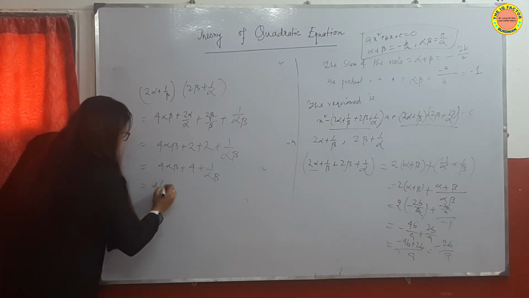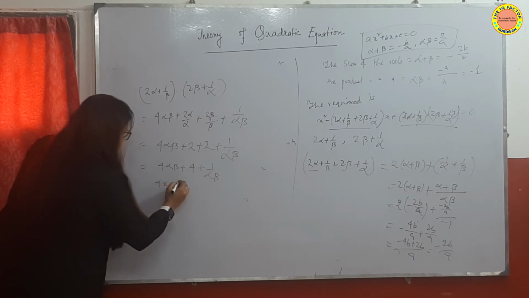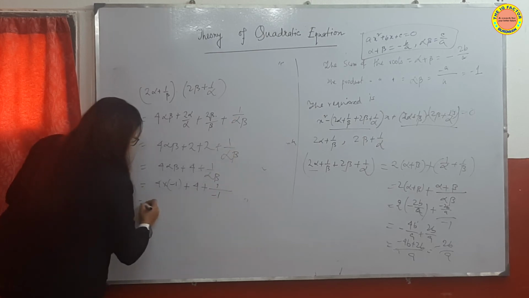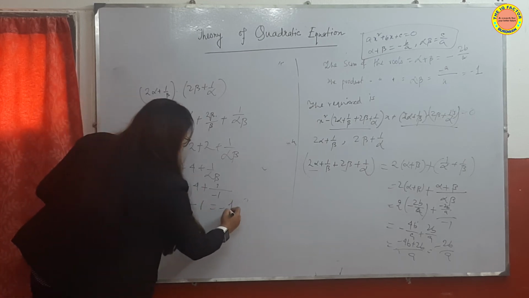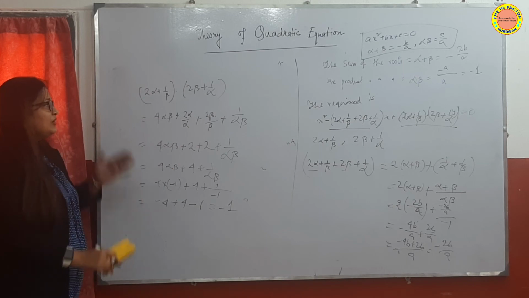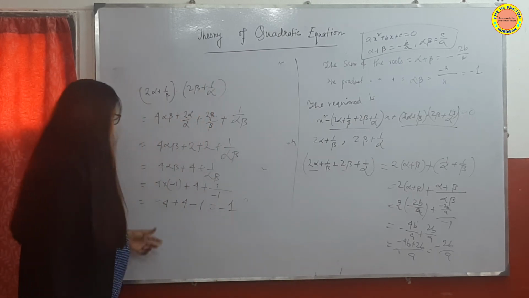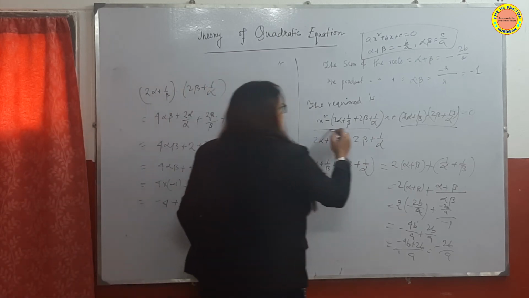And we know the value of alpha beta, it is minus 1. So 4 into minus 1, the value of alpha beta, plus 4 plus 1 by the value of alpha beta, minus 1. So it is minus 4 plus 4 minus 1, so it is minus 1. So the sum of the roots is minus 2b by a and the product of the roots is minus 1. Just put in the required equation.